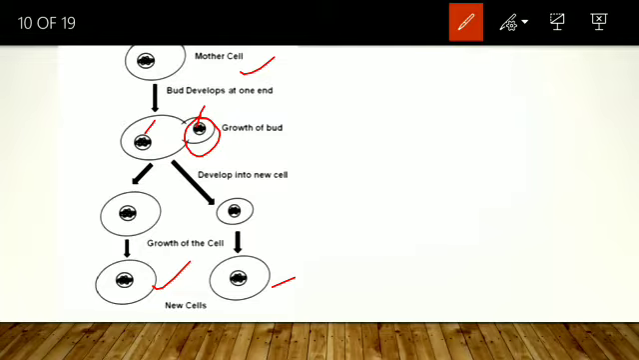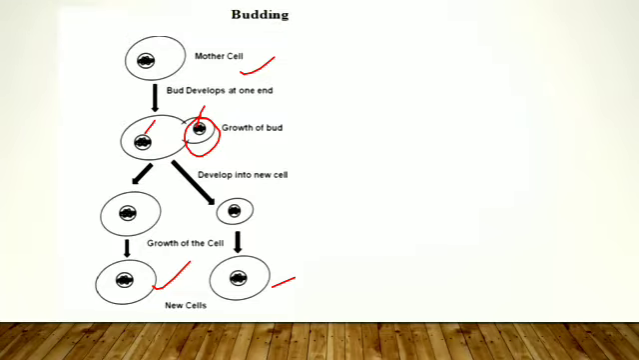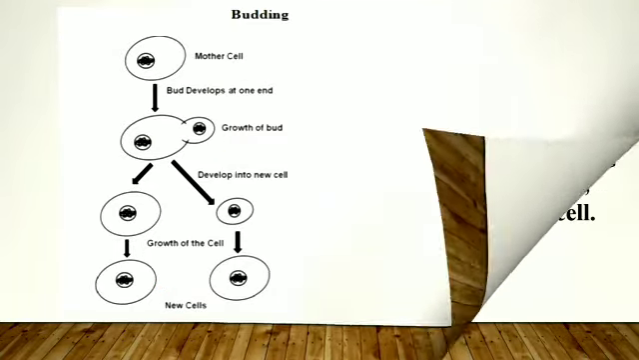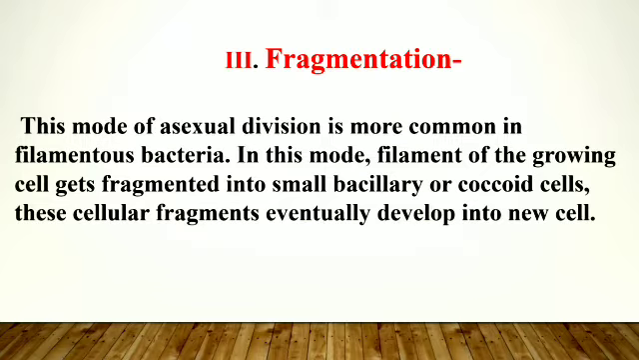This is the second one. What is the first one we have seen? Binary fission we have seen. The second one is budding. And let us move on to another one. The third one is called fragmentation.